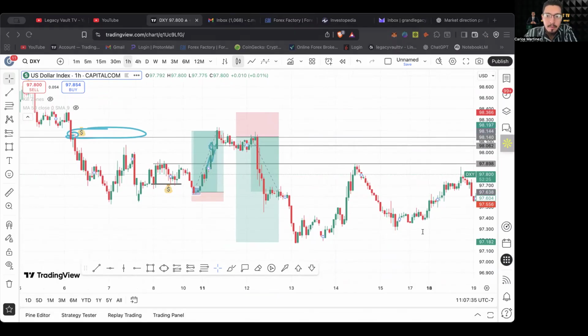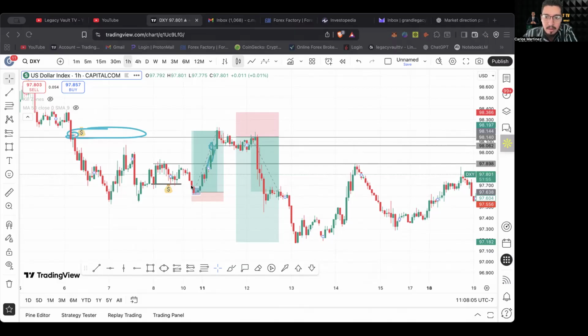Institutions and smart money often target liquidity pools to fill their large orders. So in this example, you see price spiked above the equal highs to take out the stop losses, and then it reversed down. You see in this fake out, it spiked up to take out the stop losses here, and then it reversed back down.